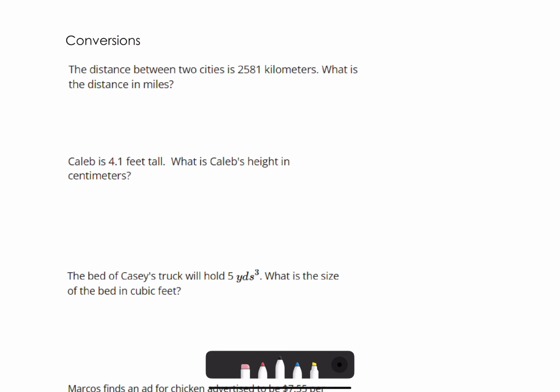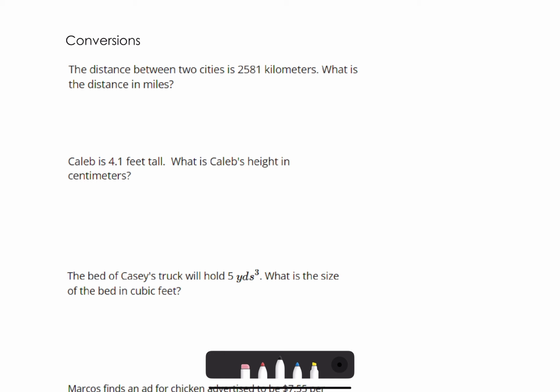Okay, our last one is conversions. So you'll need your formula sheet, and you'll be given a formula sheet on the exam. So you don't have to worry about memorizing anything that's on the formula sheet, but you do need to know which one to use and when, and where to look on the formula sheet.